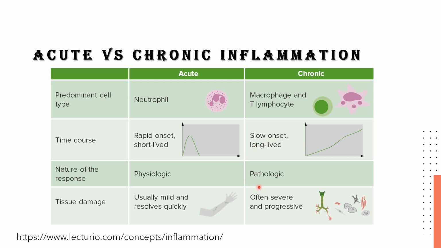Acute inflammation is a mild tissue injury which resolves quickly. In chronic inflammation, the tissue damage is more severe and more progressive because it is of a slower onset but the course is more long-lived than acute inflammation.